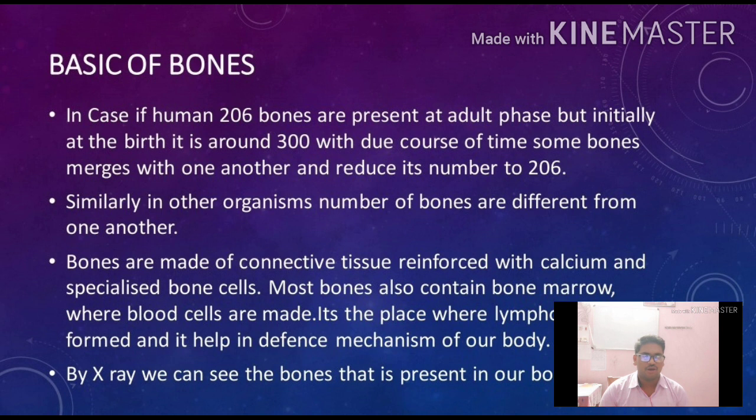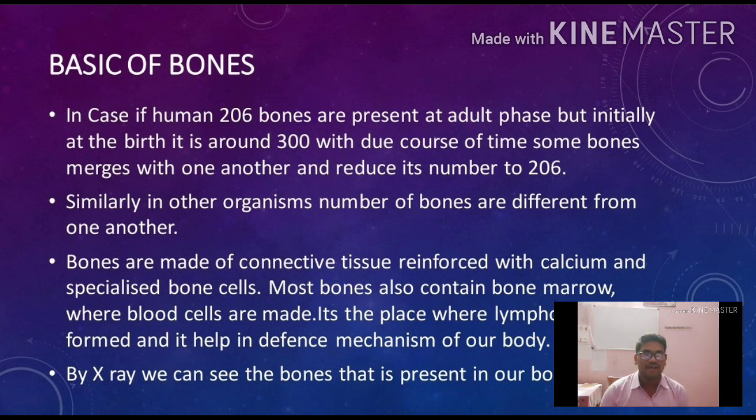Bones are made of connective tissue reinforced with calcium and specialized bone cells. Most of the bones also contain bone marrow, where blood cells are made. It is the place where lymphocytes are formed, because lymphocytes are of two types. One is T lymphocyte, another is B lymphocyte.